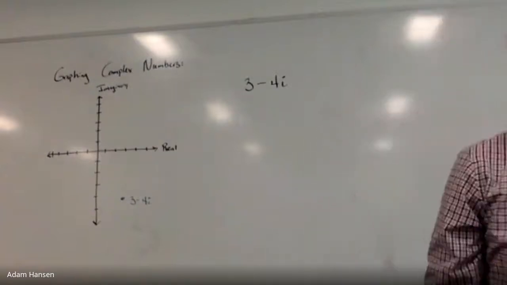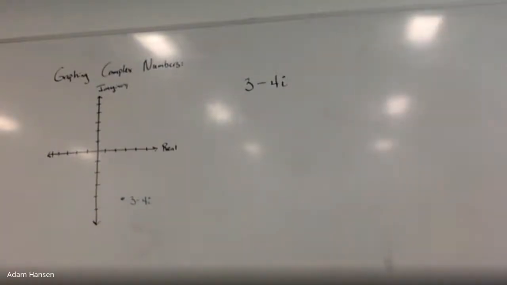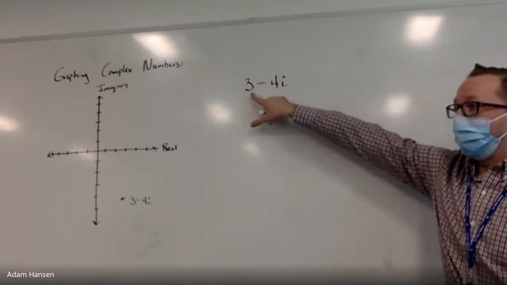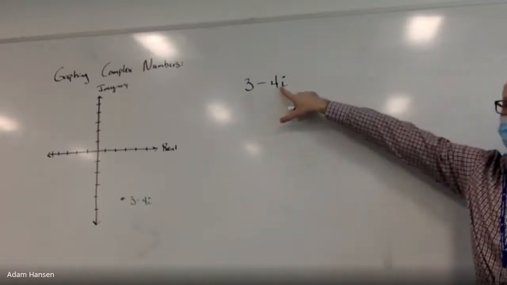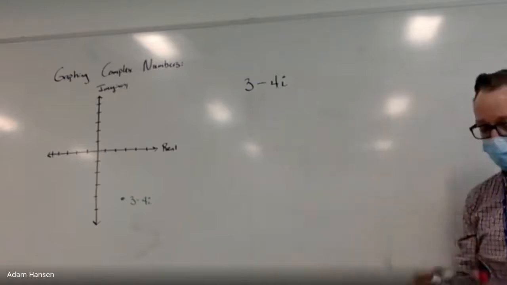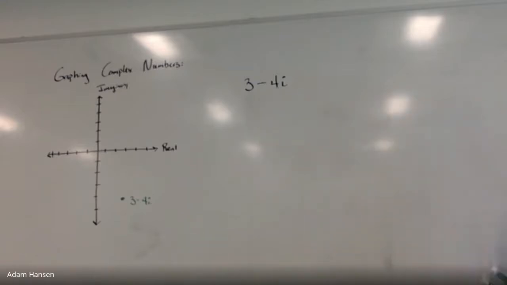Instead of x and y axis, now it's just the real axis and imaginary axis. The real axis, this number tells you how much to move left and right. This number tells you how much to go up or down. You can, but I probably won't give them to you like that.